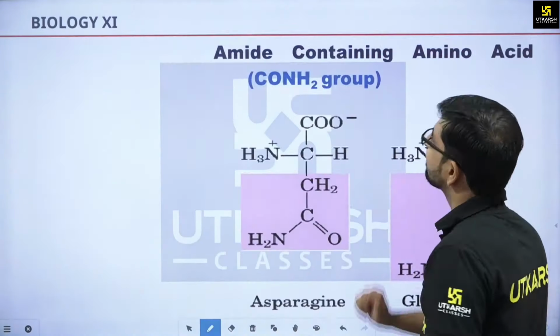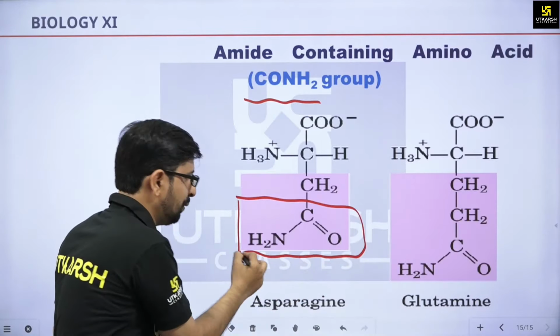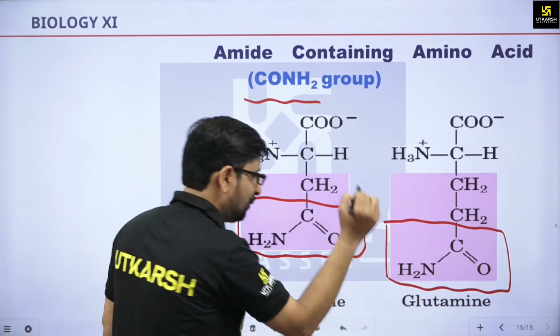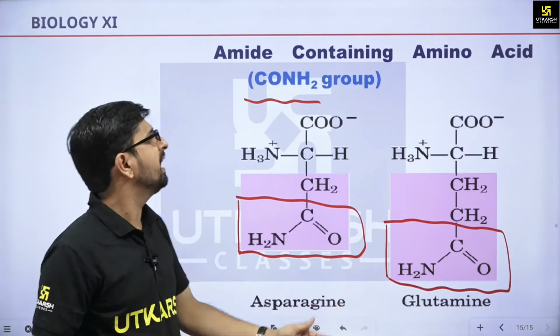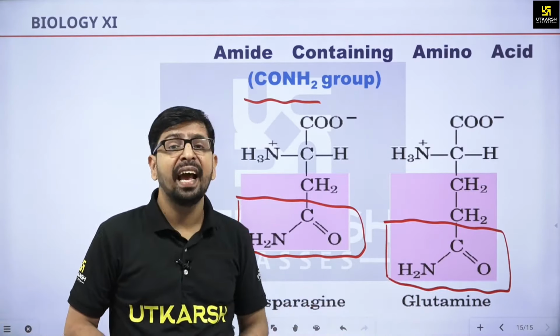Amide containing amino acids. CONH2 represents the amide group. The simple two examples: asparagine and glutamine. So easy. Amide containing: asparagine and glutamine. Clear बच्चों?